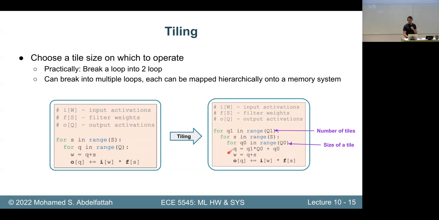And the way to compute Q back from those two iteration variables is just like this. So we multiply the outer loop variable by the tile size and then add the inner loop variable. And so what did I gain here? Why could this be useful, right?